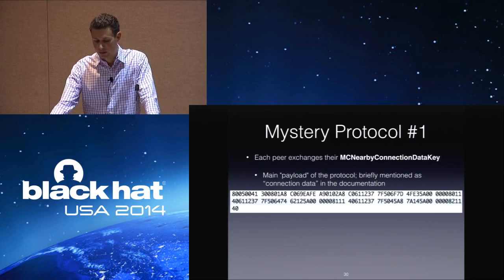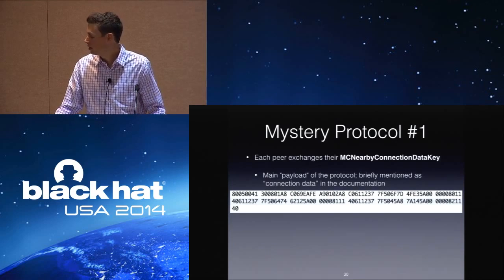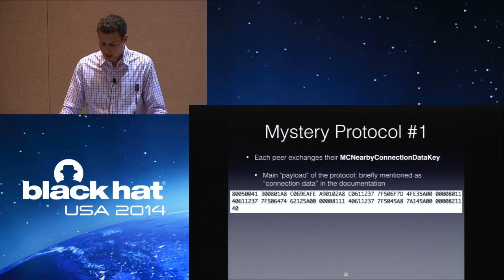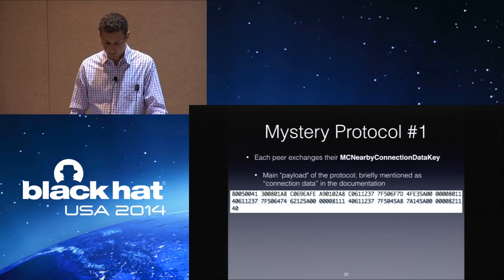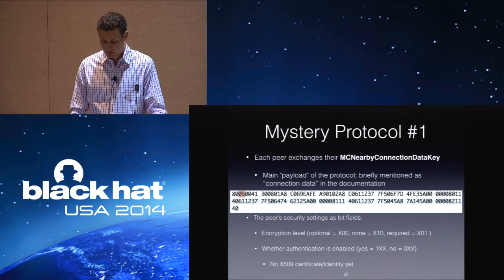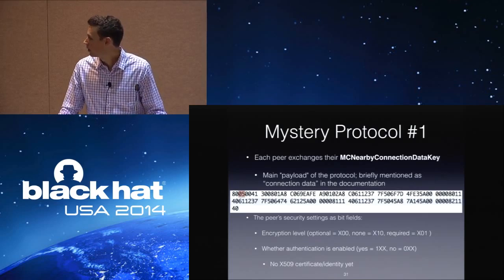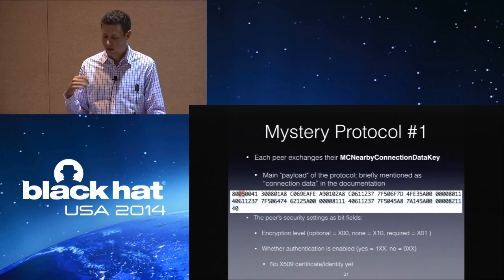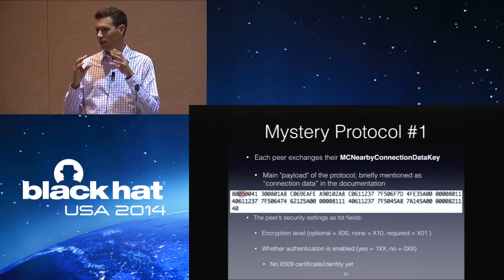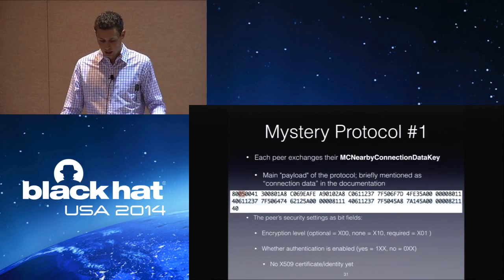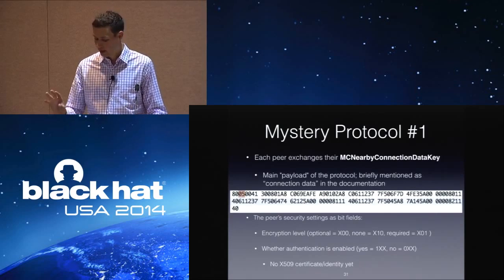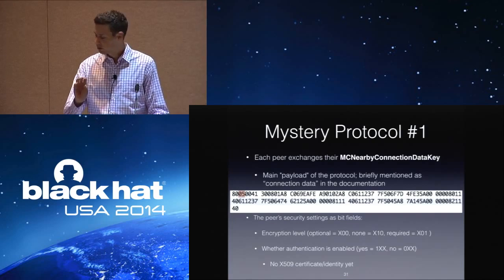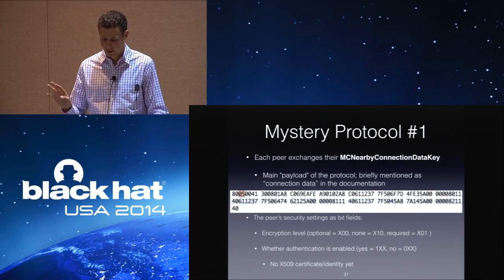That payload is briefly mentioned in the documentation. It's called connection data. But of course, they don't tell you what's in it. So if you actually have a look, it's pretty interesting. The first thing is, in byte 1, you have the peer security settings: whether authentication is enabled and the level of encryption. They're all packed in a byte, so it's a bit field. So 5 means authentication enabled and no encryption, for example. So it's just the security settings. There are no certificates yet or anything like that.